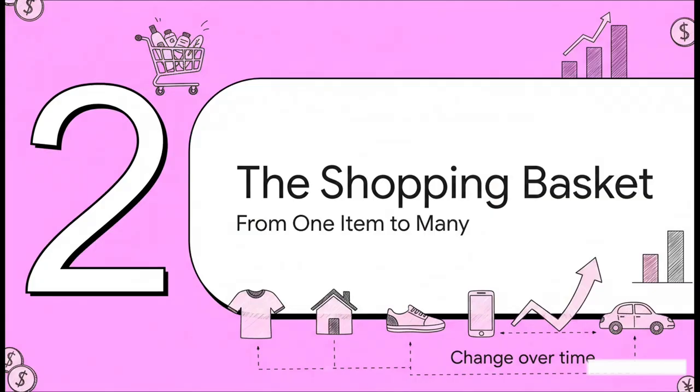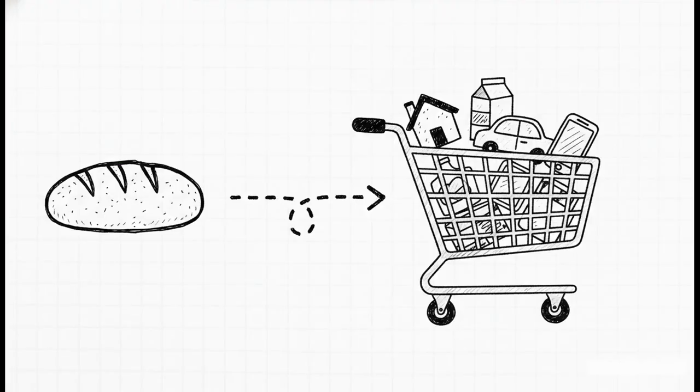Okay, so tracking one item is simple. But let's be real, our lives are way more complicated than just the price of bread, right? We buy tons of different things, and we need a way to track how all of those prices are changing together. Yeah, tracking one thing is easy, but it definitely doesn't paint the whole picture. To get a real sense of the impact on our wallets, we have to look at a whole collection of goods and services, and economists have a great name for this. They call it a shopping basket.